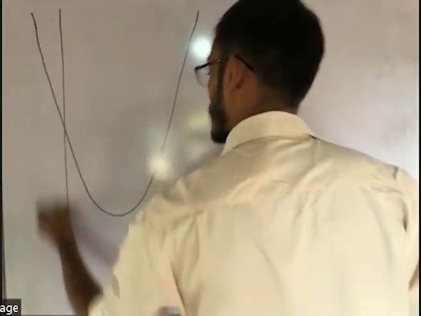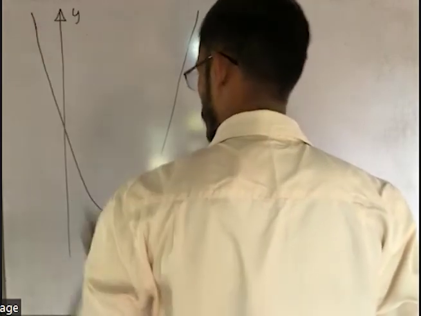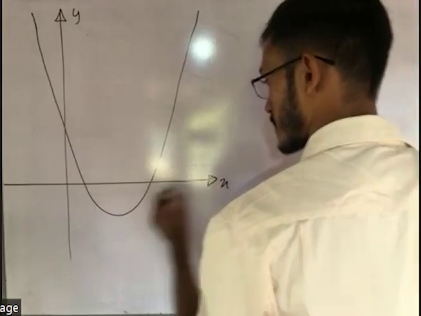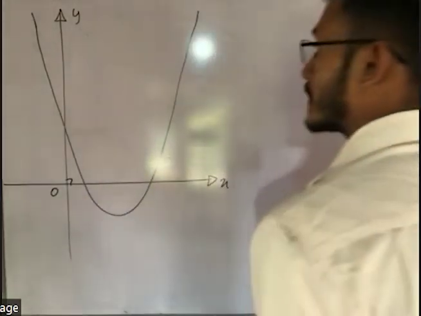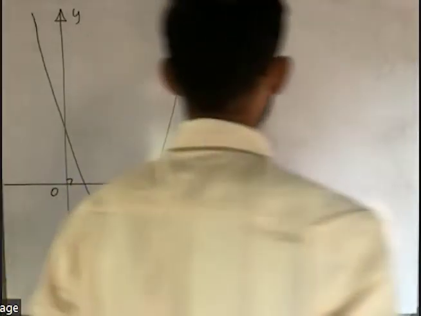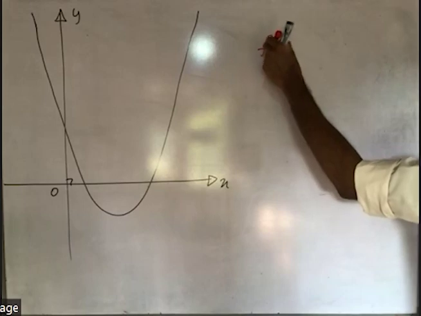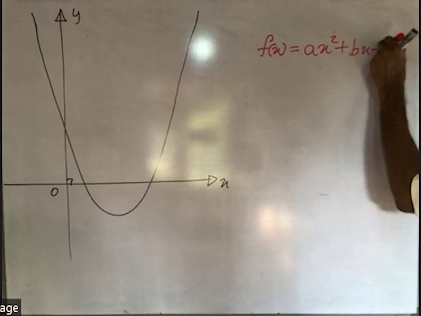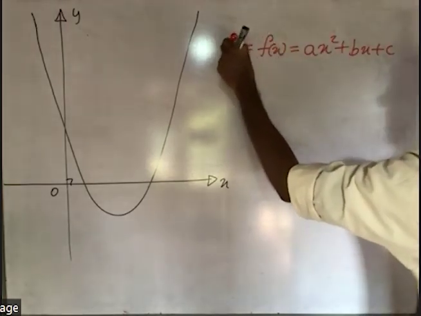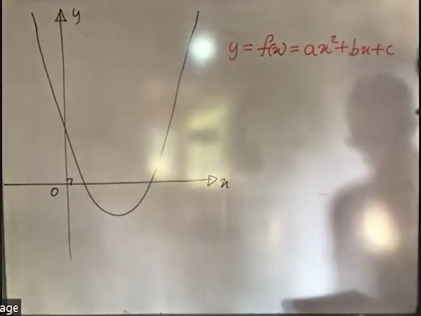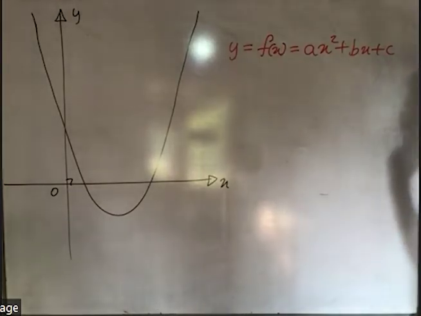Here I am drawing the y-axis, and here we can draw the x-axis. This is the quadratic function f(x) equal to ax square plus bx plus c. So I can write this as y equal to ax square plus bx plus c. This is the quadratic equation. Now look at this.